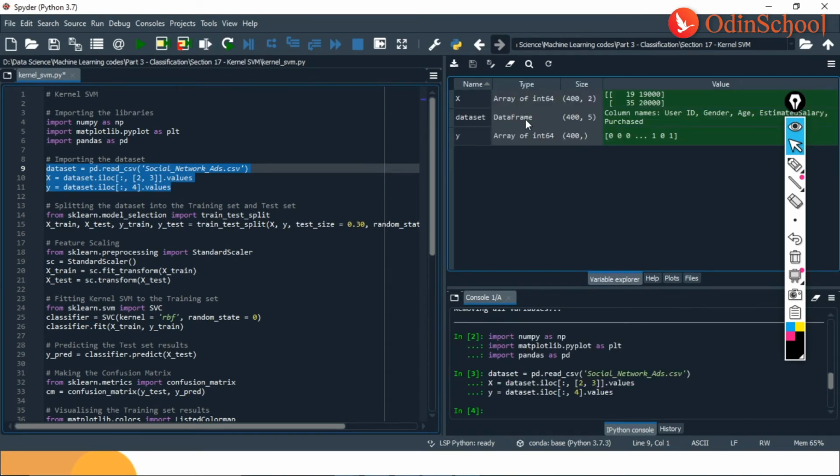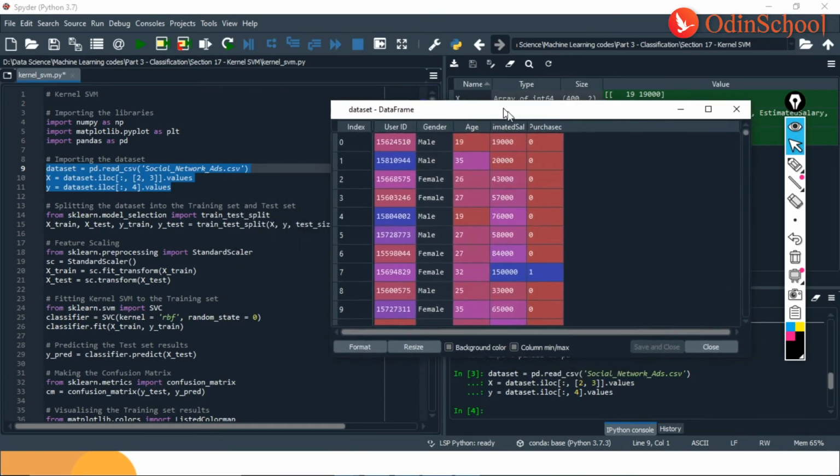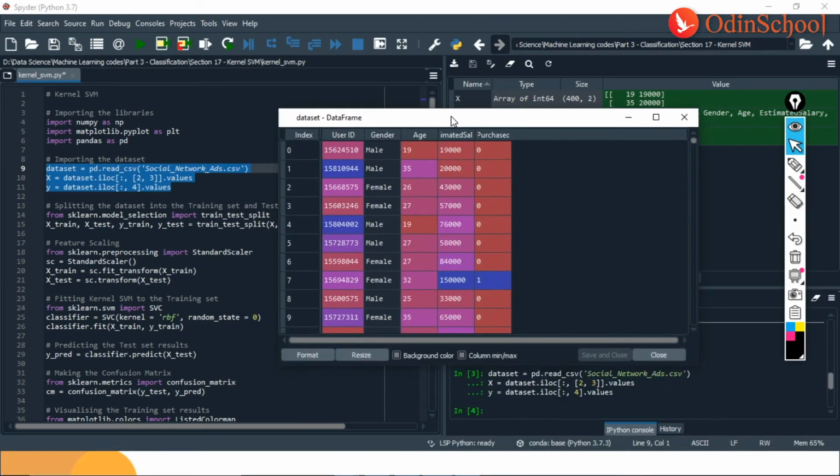Alright, so here I have my data frame. There's 5 columns in total. 1, 2, 3, 4, 5. So these are the 5 columns we have. And here we would be considering second and third. So 0, 1, 2, 3. And this would be 4.